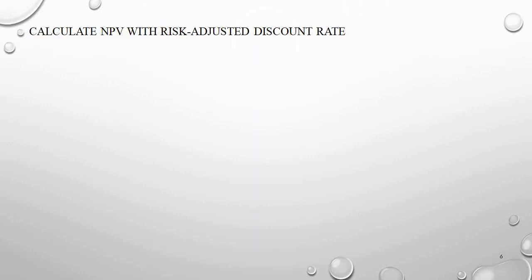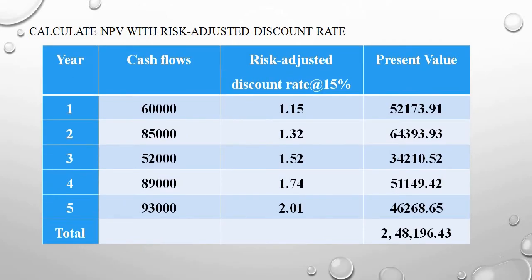Next, calculation of net present value with risk adjusted discount rate. Risk adjusted discount rate: we will get that rate by adding discount rate plus risk premium rate. Discount rate is 9%, risk premium rate is 6%. Total is 15%, which is known as risk adjusted discount rate.